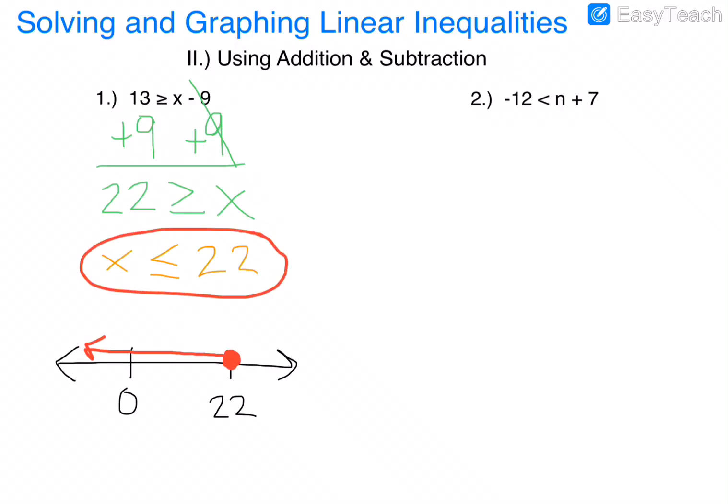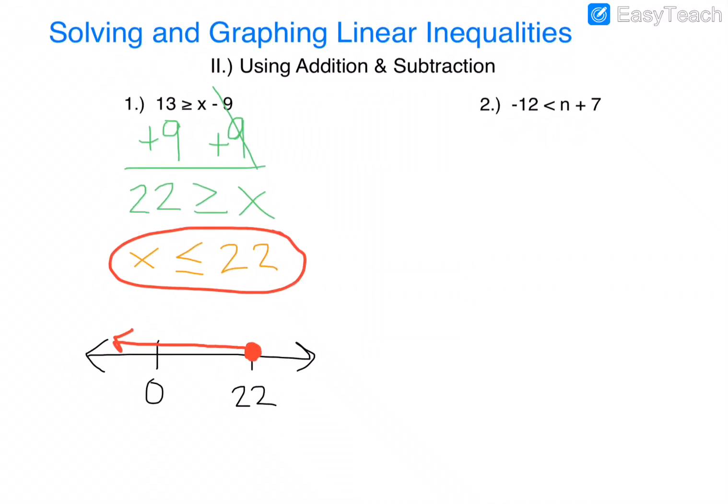So let's go over here to number 2. We got negative 12 is less than n plus 7. So I want to get this n by itself on the right. That means I got to get rid of this plus 7. And to get rid of a plus 7, we're going to minus 7 from both sides. That's going to cancel out. Negative 12 minus 7 is negative 19 is less than n.